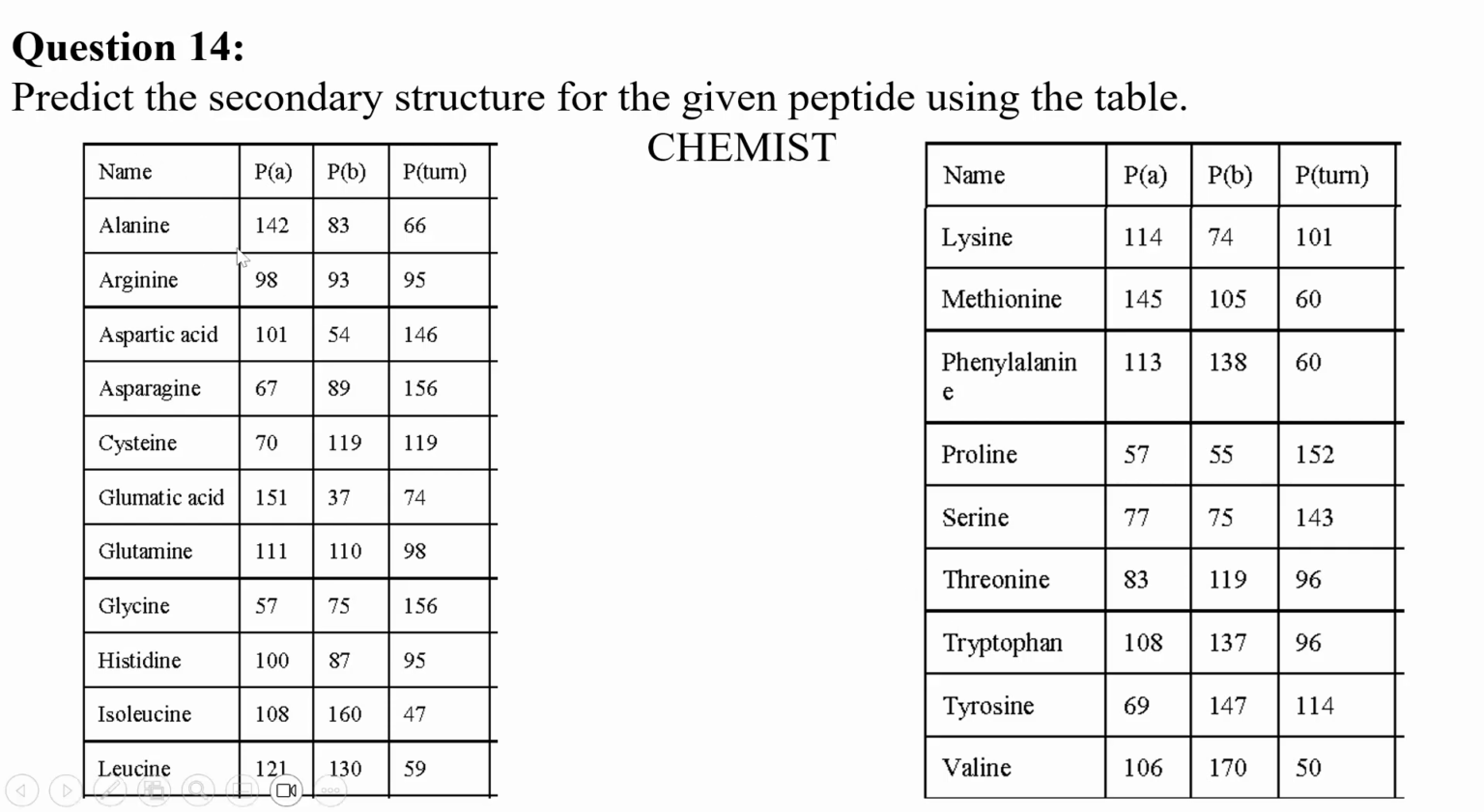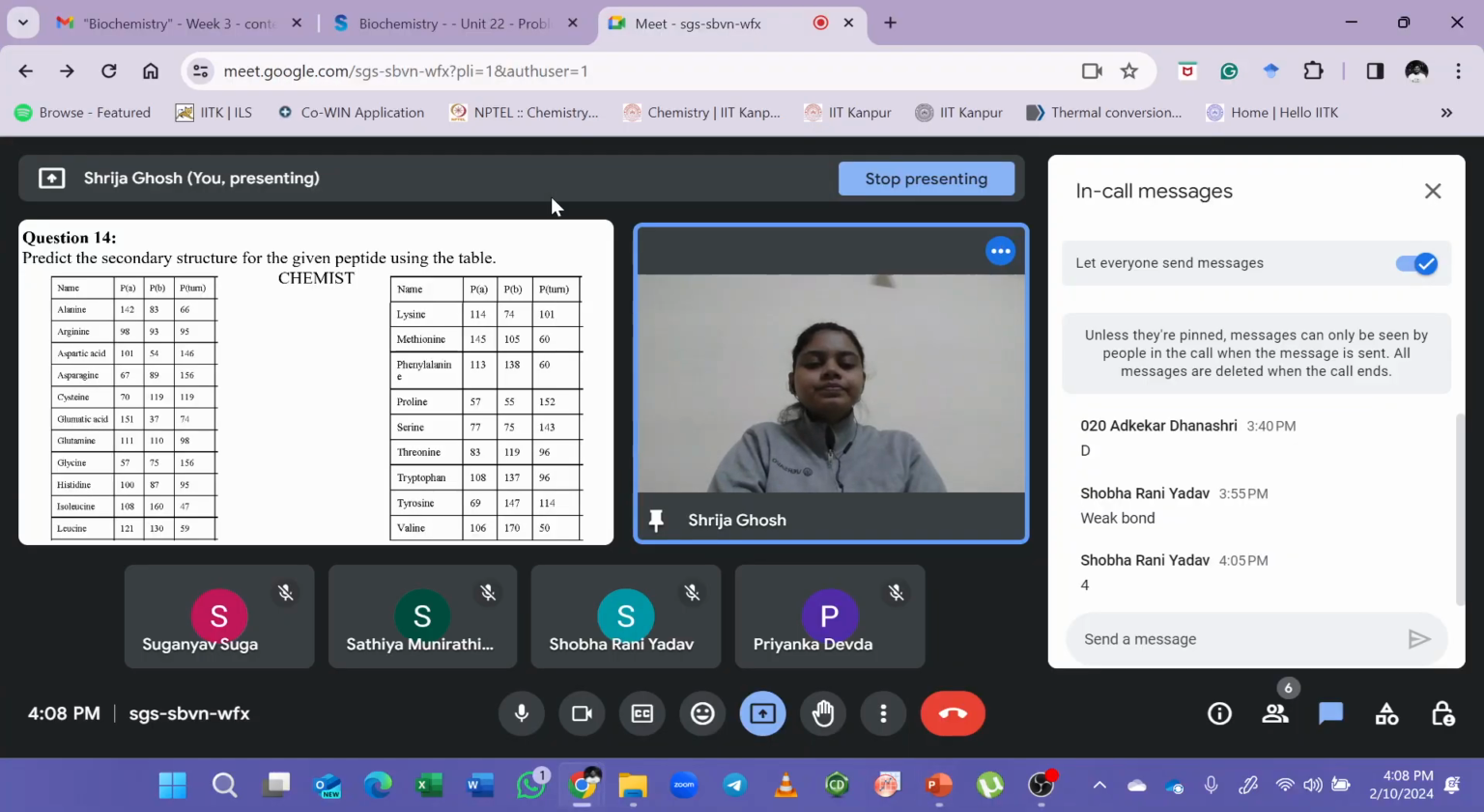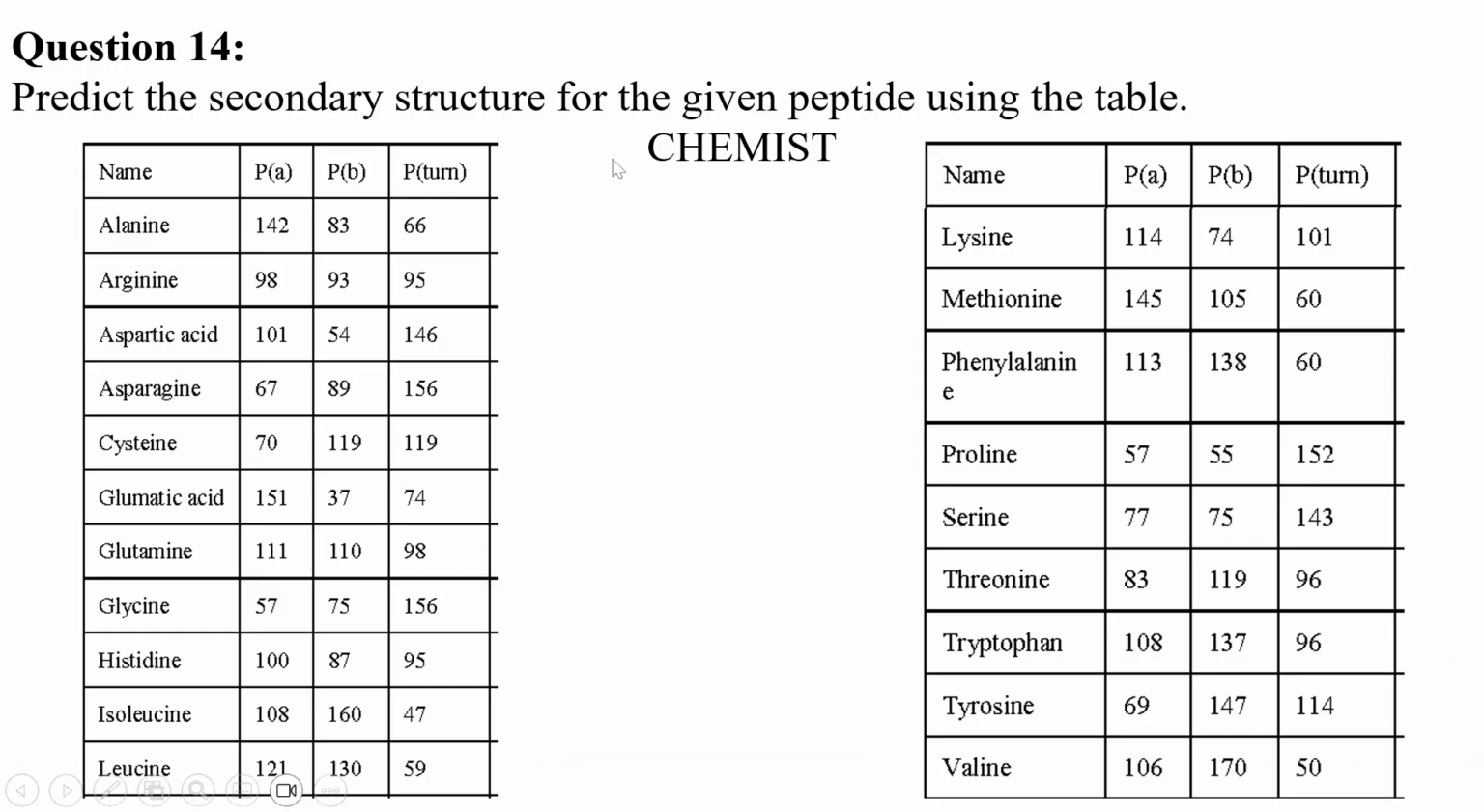So if you see for alanine, the probability of alpha helix is given, the probability of it getting incorporated into a beta sheet is given, and the probability of alanine getting incorporated into a turn is given. So we have to predict the secondary structure of this peptide. How can we solve this? So what do we have to do? We will have to first write the PA, PB and P-turn values for each of these amino acids.